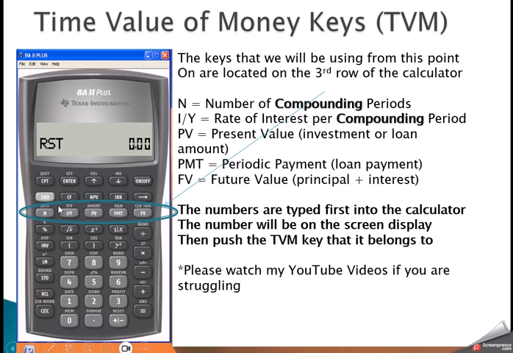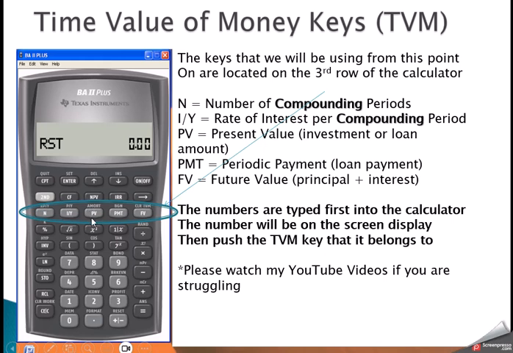So the time value of money keys, abbreviated the TVM, are these ones that I have circled here. So it's the N, the IY, the PV, the PMT, and the FV. So you want to understand those very thoroughly. So our N is our number of compounding periods. Our IY is our rate per compounding period.